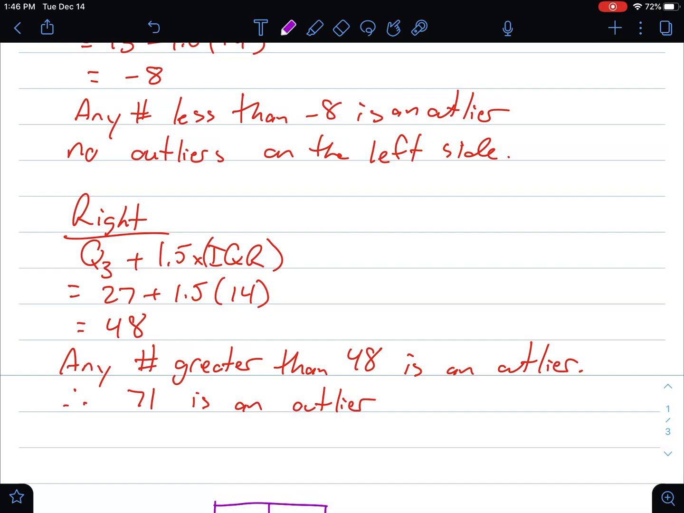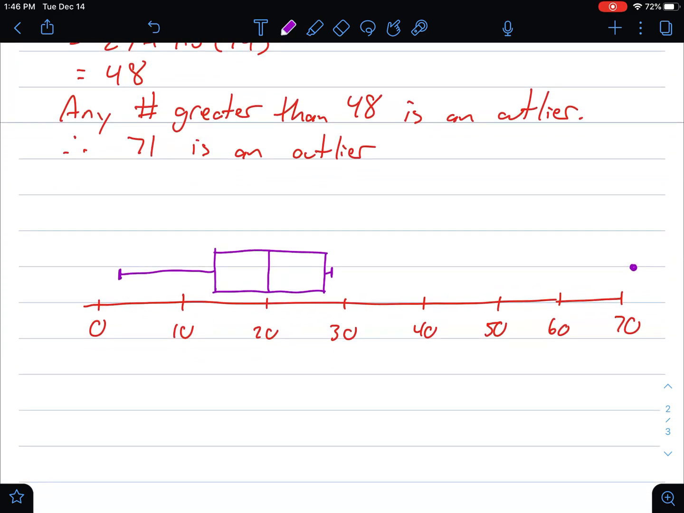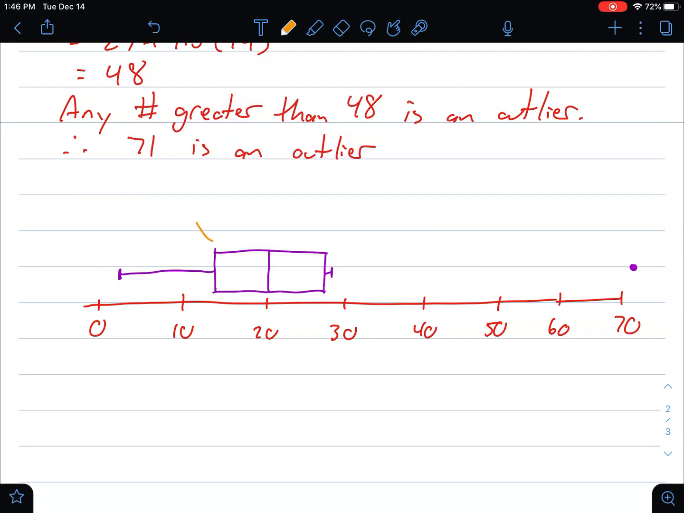48 is just like an imaginary barrier. Anything that's past that is an outlier. Okay? And then once you've got that, you draw your rectangles at Q1, Q2, and Q3. I'll label them right now, even though you don't have to do this. But this is Q1 right here. This is your median. This right here is Q3. Okay. The whisker on the left goes to the lowest value. The whisker on the right goes to the highest non-outlier value. And you draw your outlier in as a dot.